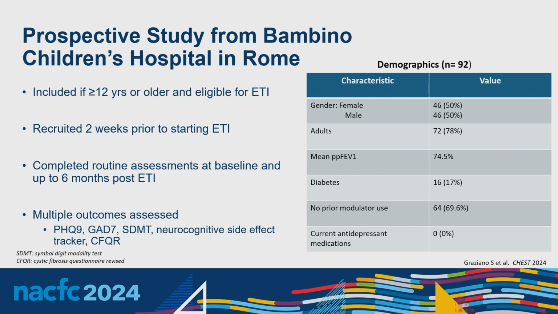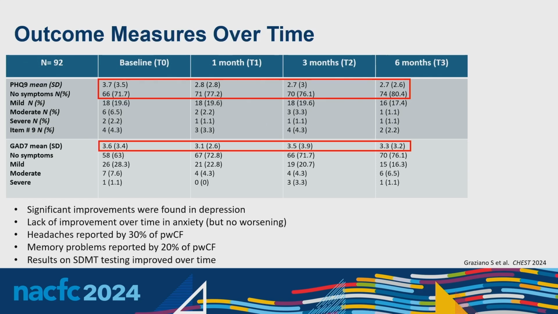So in total, there were 92 patients with a mix of male and female. Most were adults with mild lung impairment who had never been on modulator therapy before. 17% of patients had a history of CF diabetes, and no patients were on antidepressant medications. So this is a bit busy, but the first row is looking at PHQ-9. So it starts out that baseline score was 3.7. And over time, you can see a statistically significant difference in the mean score of PHQ-9, which is 2.8.